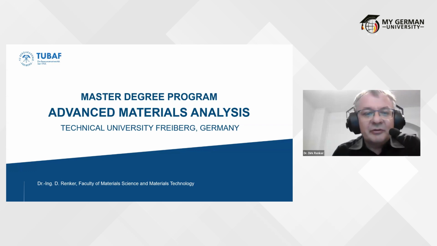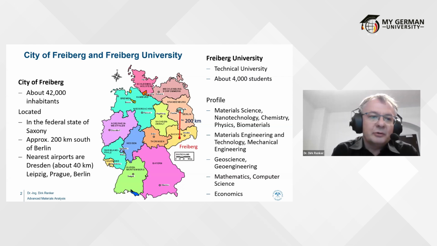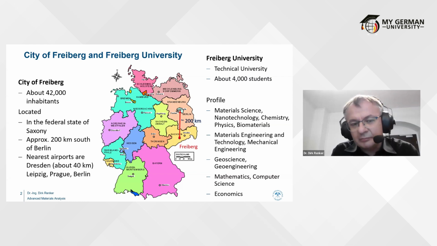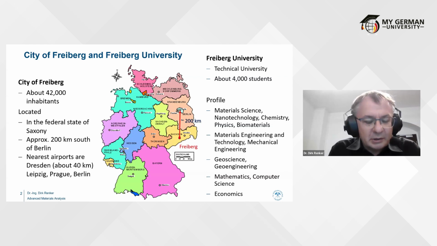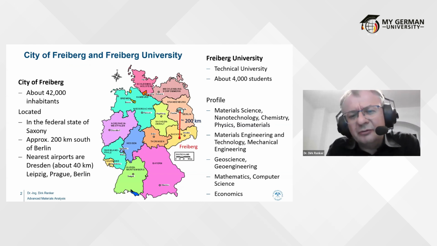Okay. I will start first with where Freiberg is situated. Freiberg is a little town in Saxony. Freiberg has about 42,000 inhabitants and is near the capital of Saxony, approximately 30 kilometers, and approximately 200 kilometers south of Berlin, the capital of Germany. And we also have airports. The airports are, for instance, in Dresden or in Leipzig and Berlin, and also Prague. Prague is, I would say, 50, 60, 70 kilometers south of Freiberg.